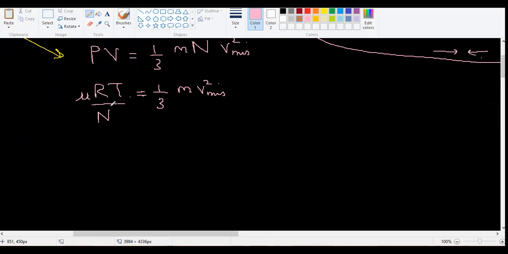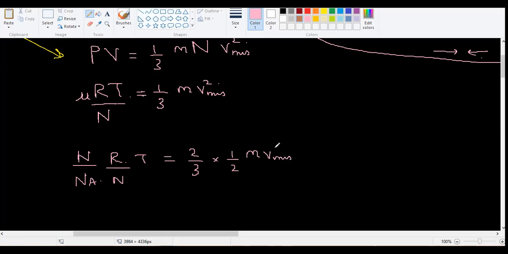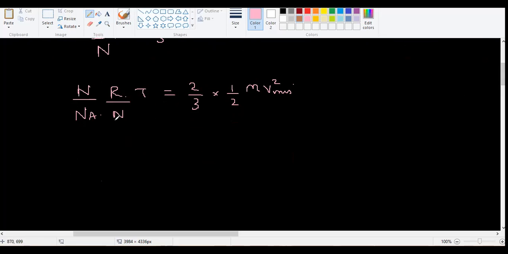So R by N, I'm going to do mu by N. Mu somewhere else I told you is N by Na. Number of moles divided by Avogadro's number is mu. I'm going to multiply and divide by 2. Why would I do that? Because I purposefully want to bring half mv square, because that is my kinetic energy. N cancels. R by Na is nothing but Kb, Boltzmann constant.